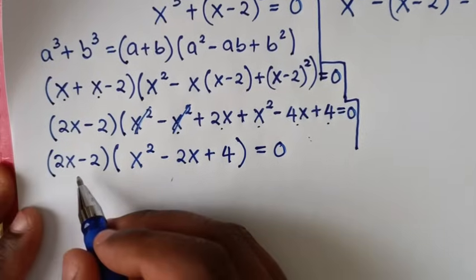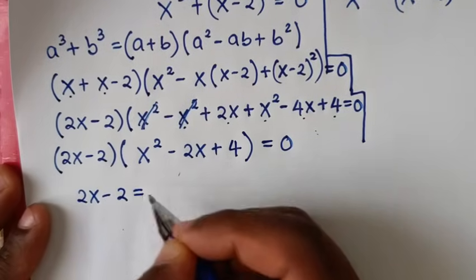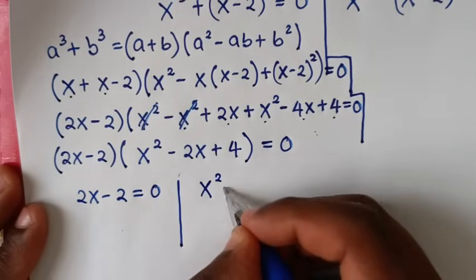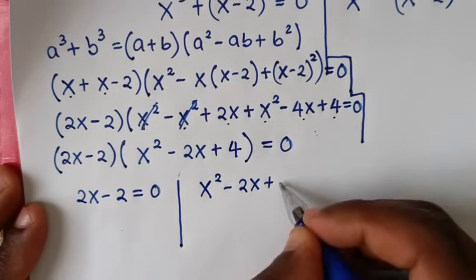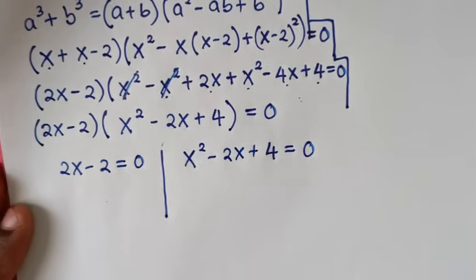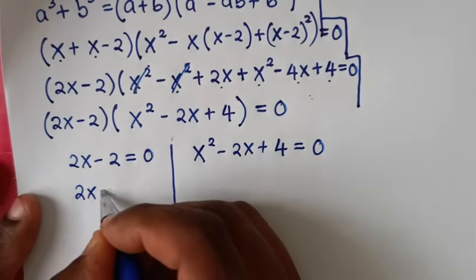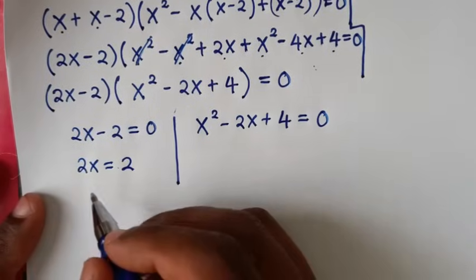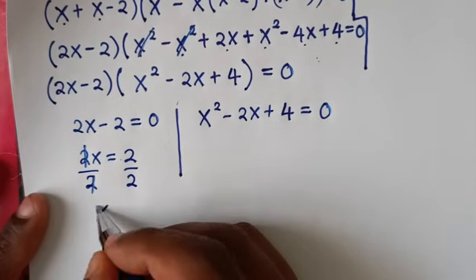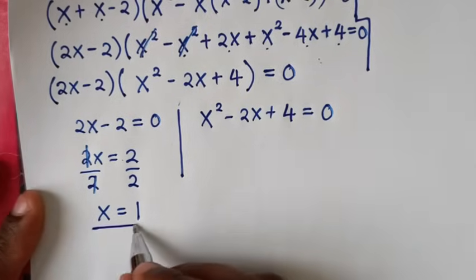Then here we have two solutions: the first solution is 2x - 2 = 0, and the second solution is x^2 - 2x + 4 = 0. Then from the first solution, we'll take negative 2 to this side, so 2x is equal to 2. Then we'll divide by 2 on both sides, so this and this will cancel, so x is equal to 2 divided by 2, which is 1. So this is the first value of x.